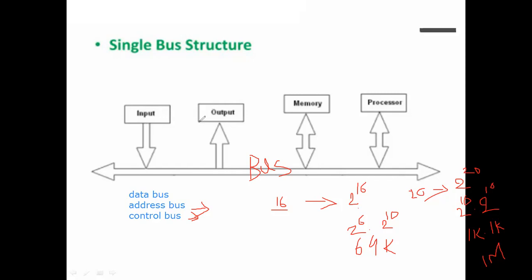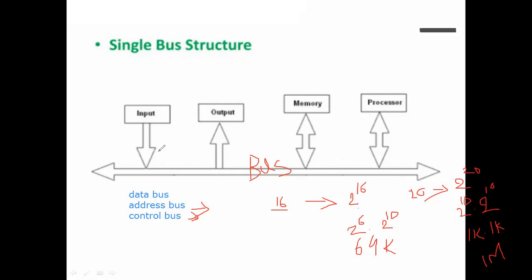Suppose the system contains multiple buses, then we get some concurrency in operations by allowing two or more transfers to be carried out at the same time, if multiple buses are used.